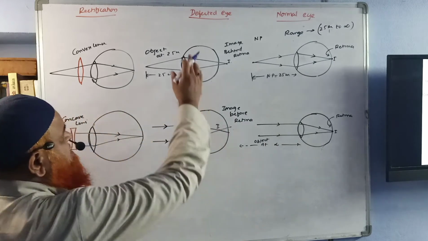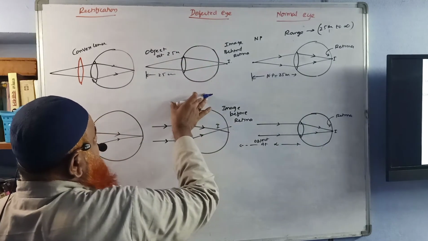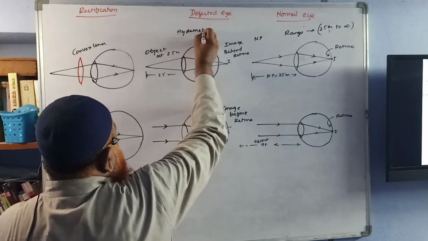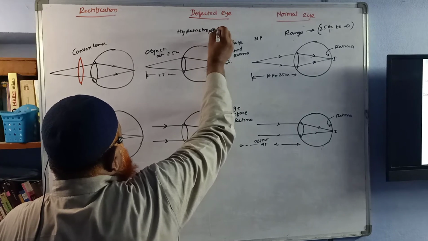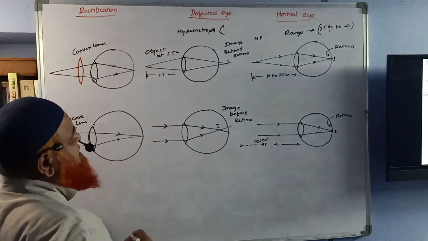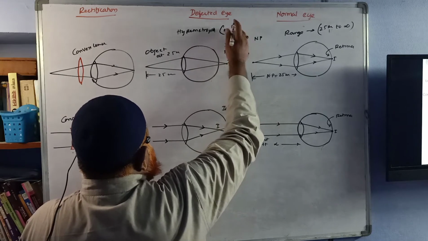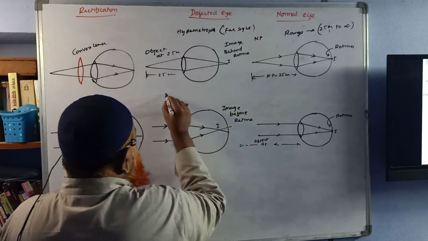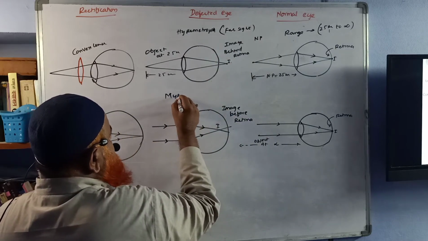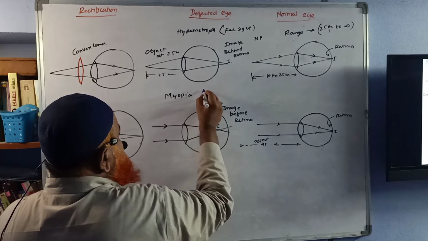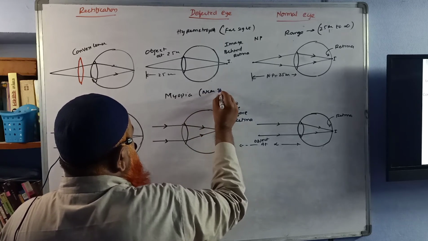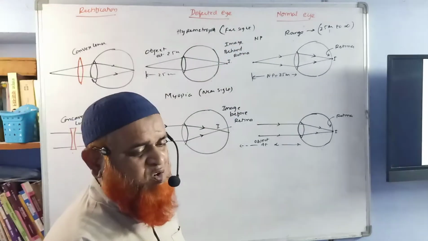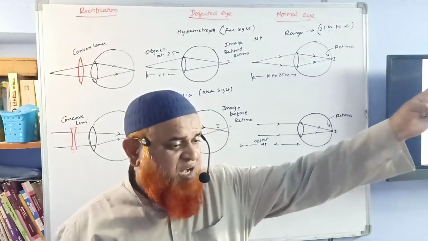Next, we are discussing the defected eye. The first defect is called hypermetropia. Hypermetropia means far sight. The second defect is called myopia, which is nothing but near sight. What do we mean by far sight and near sight? Hypermetropia means far sight. Far sight means you cannot see near objects.